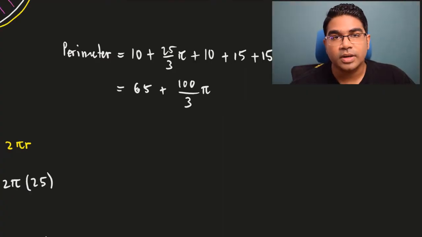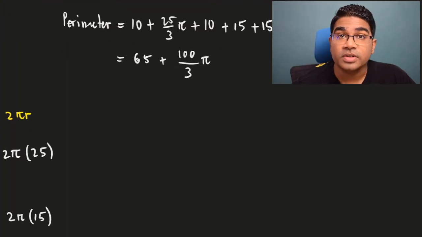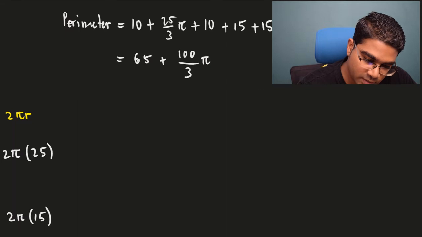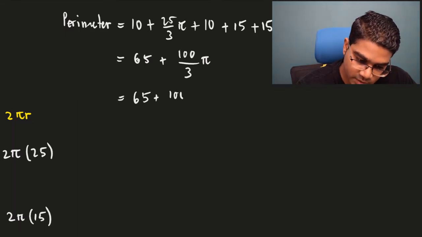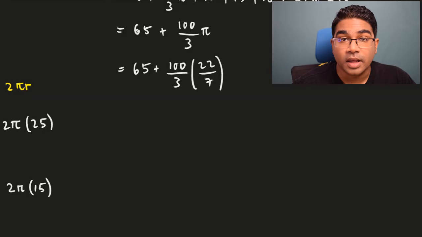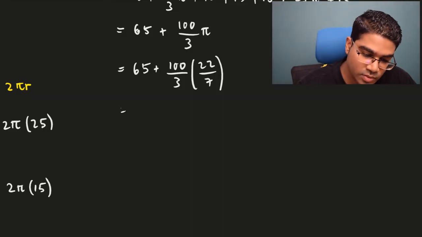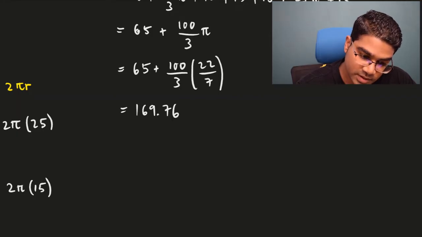Depending on what the question requires, you could use pi equal to 3.142 or pi approximately 22 over 7. I'm going to use 22 over 7 for this question. So this will be equal to 65 plus 100 over 3 multiplied by 22 over 7. Punch this in your calculator, and the answer you will get is 169.76 centimeters.